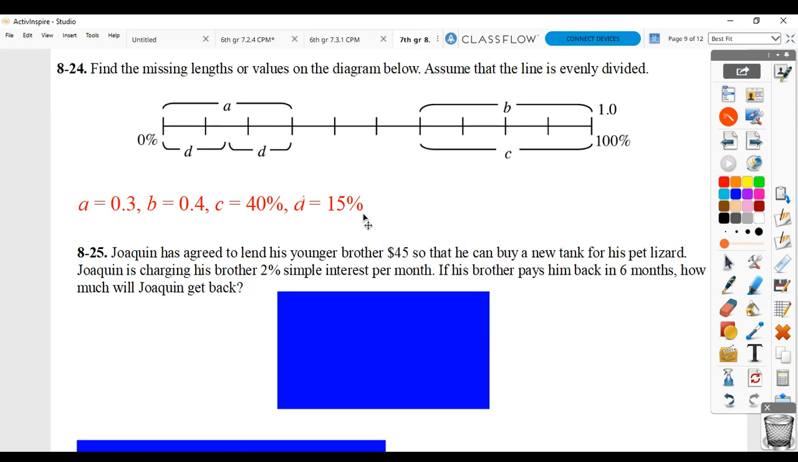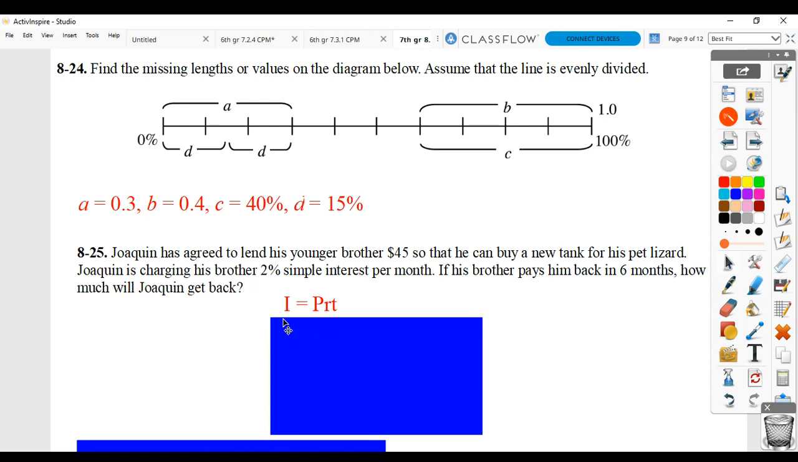825, Joaquin has agreed to lend his younger brother $45 so he can buy a new tank for his pet lizard. Joaquin is charging his brother 2% simple interest. If the brother pays him back in 6 months, how much will Joaquin get back?